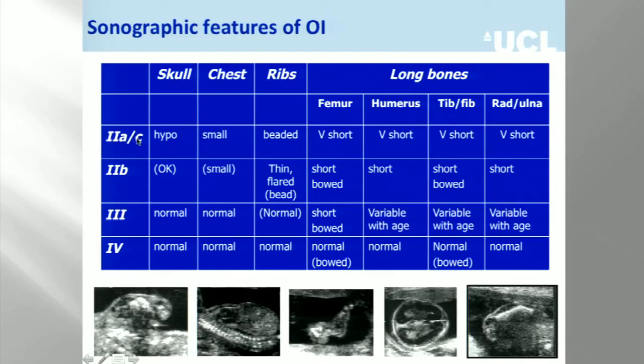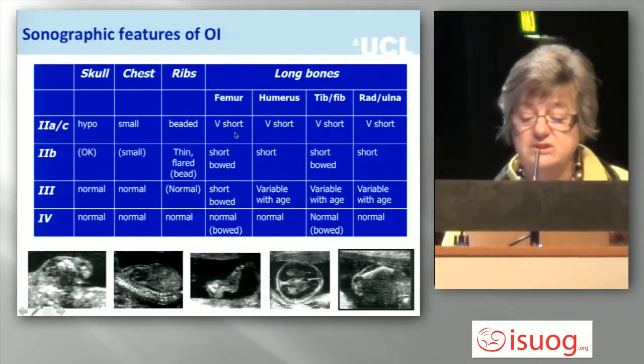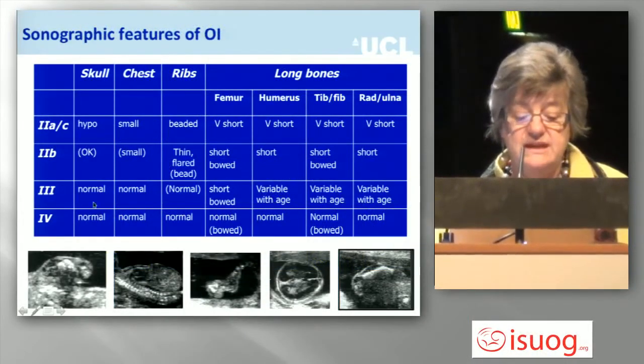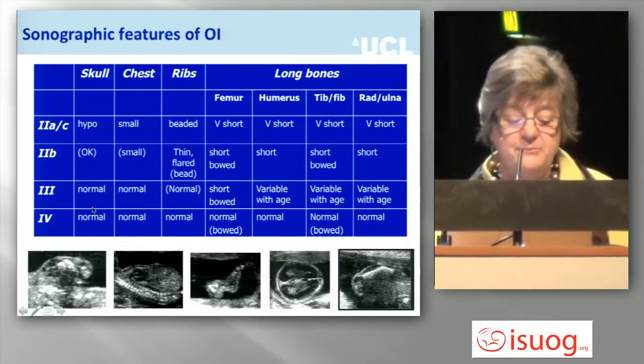2A and type 2C, which are uniformly lethal, have very small chests with beaded ribs, very short crumpled long bones, and hypermineralization of the skull. Type 2B is also perinatally lethal in a significant proportion, but not all cases. It can have some degree of hypermineralization, as I'll show you shortly. It definitely has flared ribs, and it does have short, but not so short, and bowed long bones. And type 3 and type 4 we've just seen.